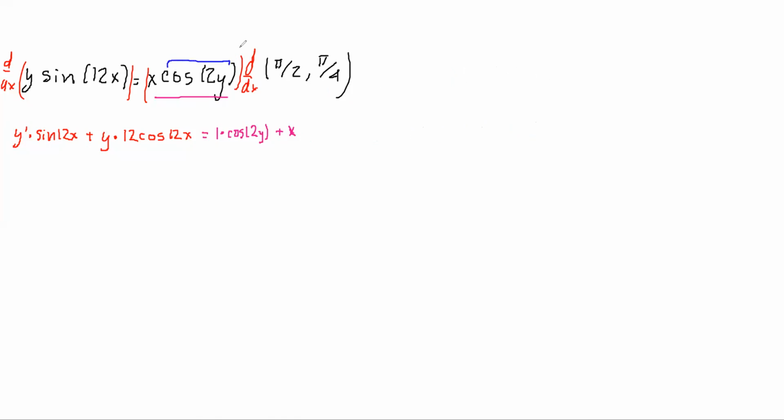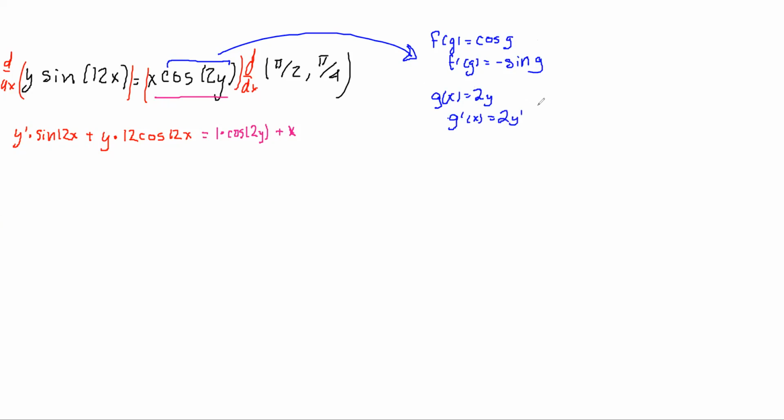So I don't really think I can do this in my head, so I'm going to do this over here. If I have f(g) equal to cos g, f prime is going to be equal to negative sine g. That is going to mean g of x is equal to 2y, and so g prime of x is going to be equal to 2y prime, right? 2, because the constant will stay, and the derivative with respect to x of y is going to be dy/dx. So, has everybody followed me up to here?